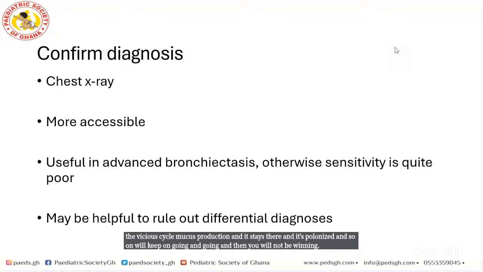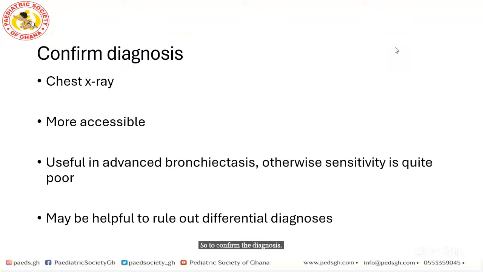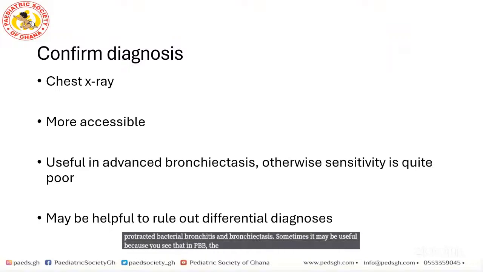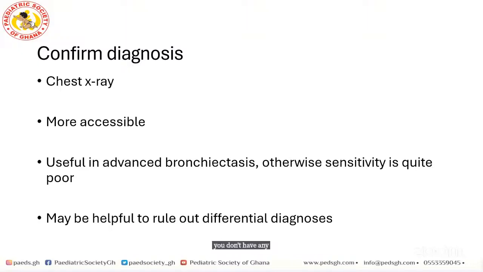To confirm the diagnosis, the test that is most readily available to all of us is a chest X-ray. It is not too expensive, and if the child has advanced bronchiectasis, then you can see it. Otherwise, sensitivity for bronchiectasis is quite poor. However, if you are trying to distinguish between protracted bacterial bronchitis and bronchiectasis, sometimes it may be useful, because in PBB the chest X-ray is completely normal. You don't have any radiological features.